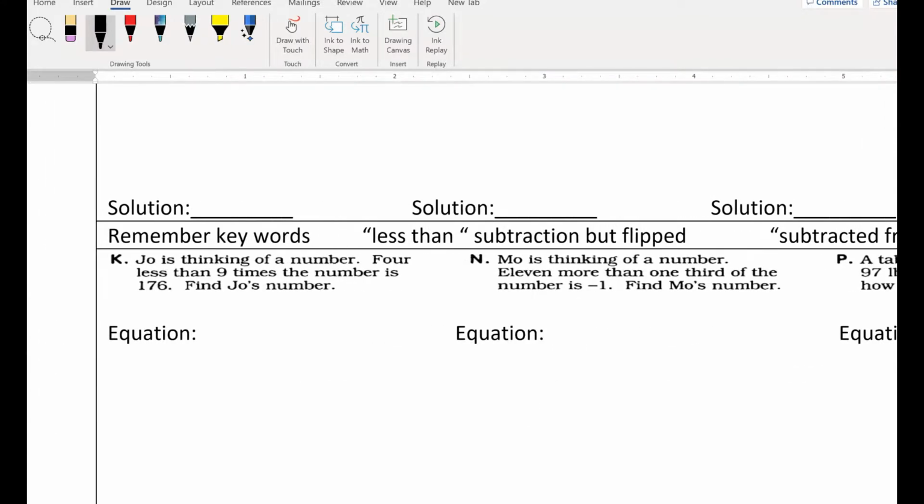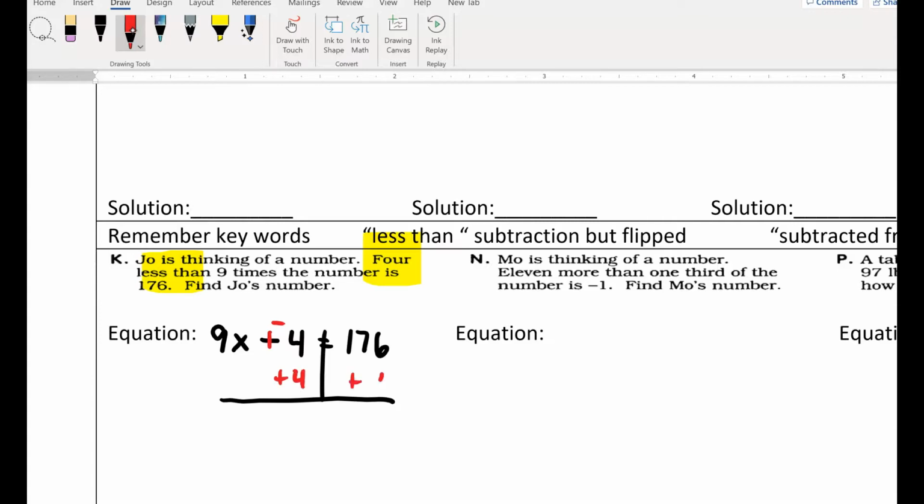So Joe is thinking of a number. 4 less than 9 times the number is 176. Remember this less than, you gotta be super careful of, because that's 9 times the number less than 4, right? It's a switch phrase, is 176. So you've got your equation now. Go ahead and draw your scales. Change that to plus and negative. And so now we add 4 to both sides.